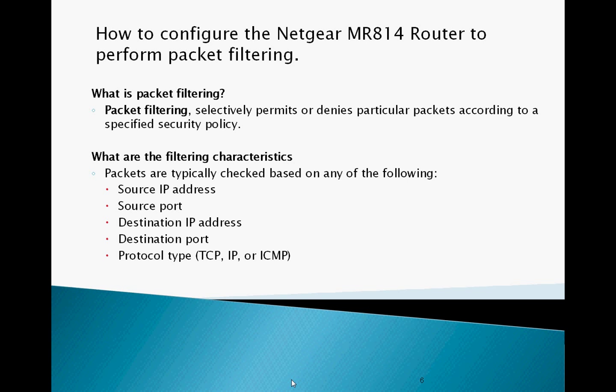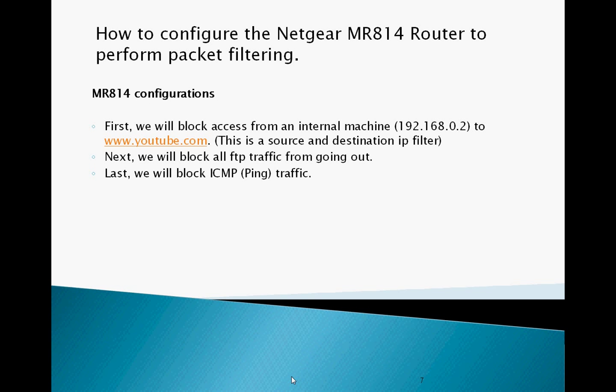Now, packet filtering selectively permits or denies a particular packet according to a specific policy, just like what we did with the FTP or the various ports. You can filter based on a number of different characteristics: the source IP, the source port, the destination IP, the destination port, or just the different protocol types. This is what we did. We first blocked the internal machine from YouTube, then we blocked all FTP traffic from going out, and last we blocked ICMP traffic.